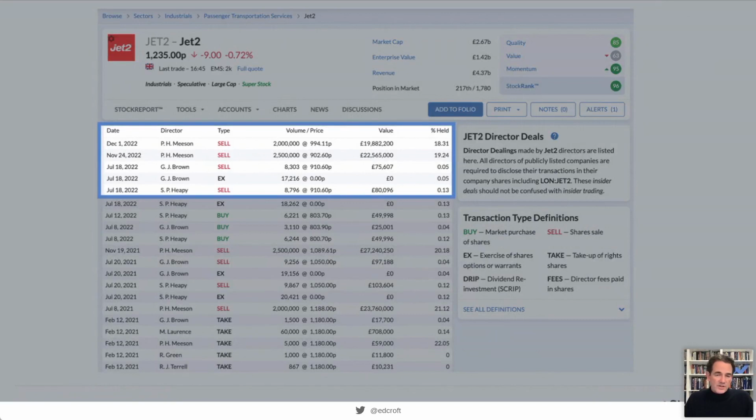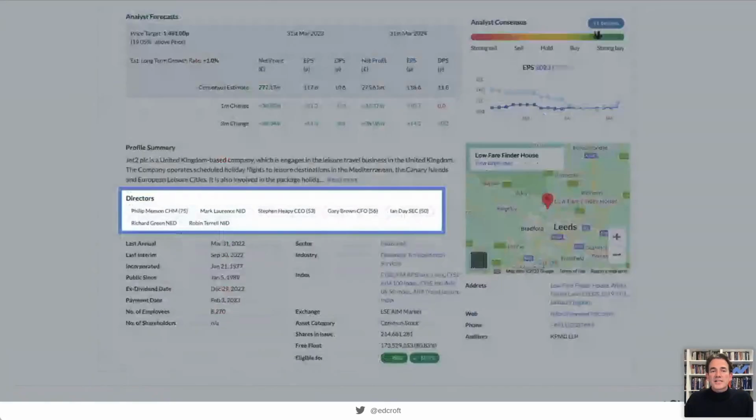So you can do this for the major shareholders, the institutions as well. It's really valuable. As you can see here, we show the directors further down the stock report. Philip Meeson, Stephen Heapy are right there. We want to get that on the directors deals page, actually, what their job title is, because that would be more helpful. And we will do that at some point.